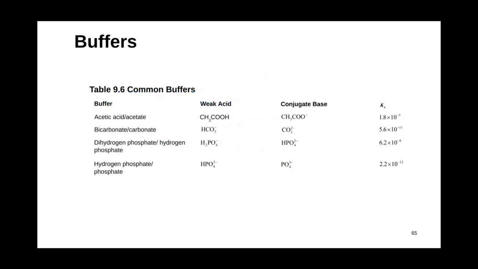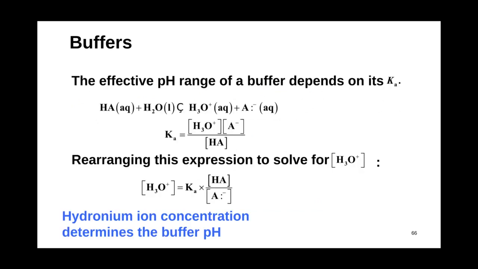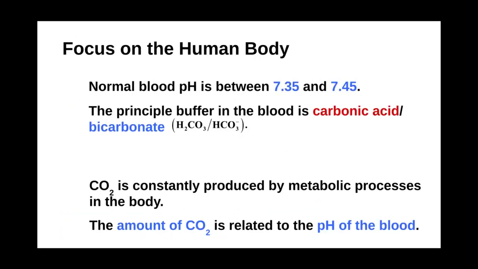And here are some common buffers that we see out there: acetic acid and acetate, bicarbonate, hydrogen phosphate and dihydrogen phosphate. So these are just common ones. Here are their Ka values. Here are their weak acid and their conjugate base that they add to become buffers. I'm just going to skip over this.